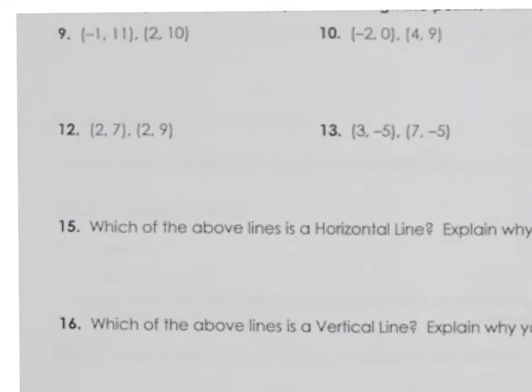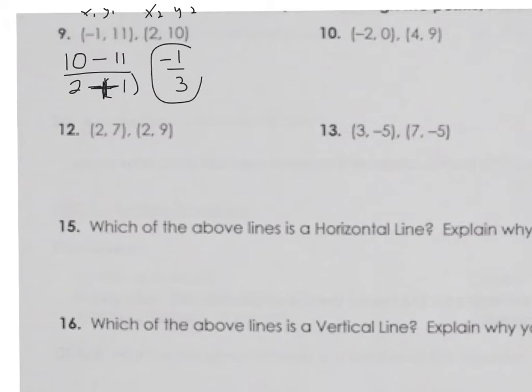Alright, for number 9, we're going to have to find the slope. So what I always do is I write x1, y1, and then x2, y2. And remember that our formula is y2 minus y1 over x2 minus x1. So that would be 10 minus 11 over 2 minus a negative 1. 10 minus 11 is negative 1. And 2 minus a negative, well, we change that into plus. So that would be a negative 1/3 as slope.